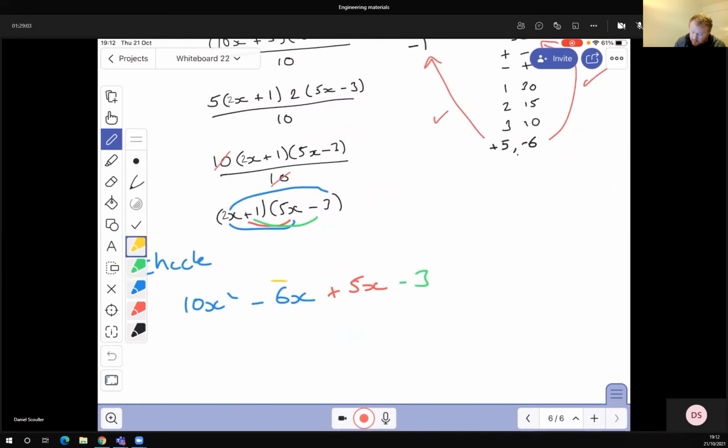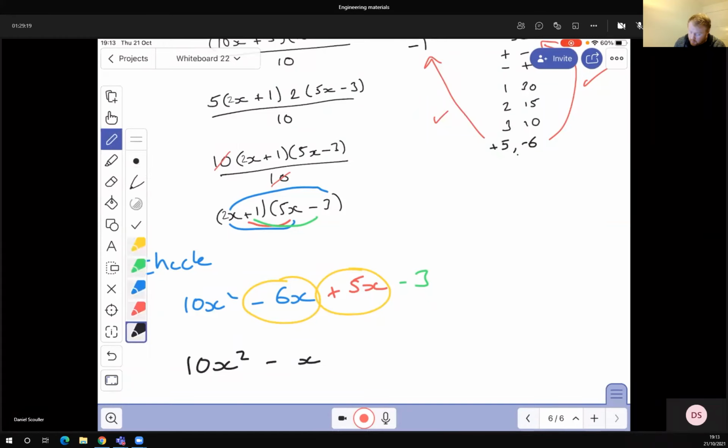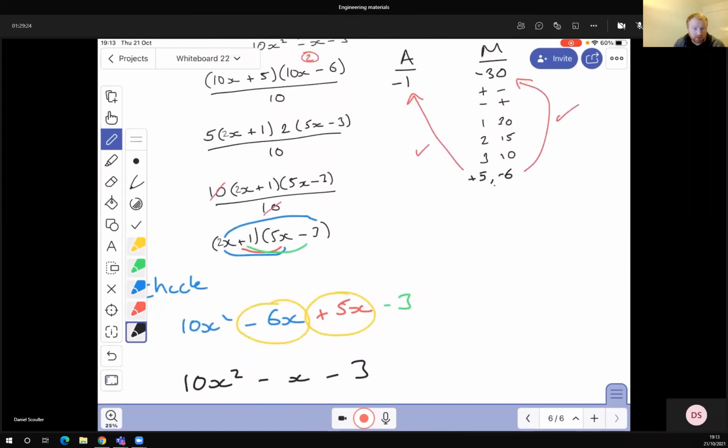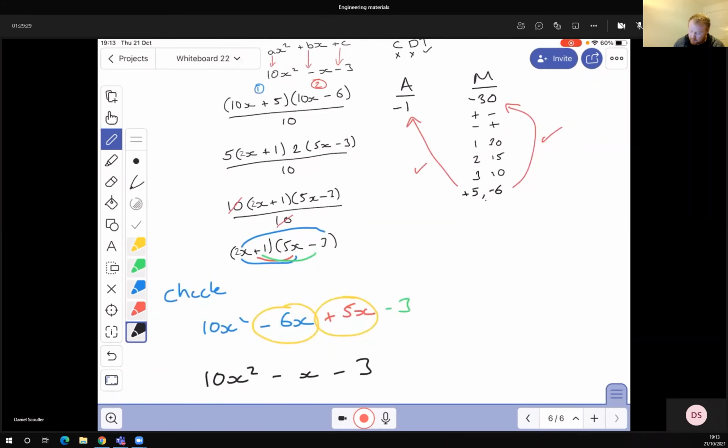Remember, we're collecting the like terms, and we should end up with 10x squared minus 1x. Remember in algebra we don't write the 1, so just minus x, minus 3. And thankfully that's the same. That should equal that. So remember there's always that opportunity at the end just to double check that you've done that process.